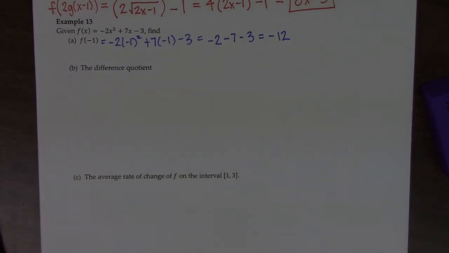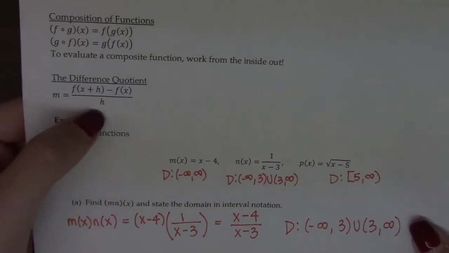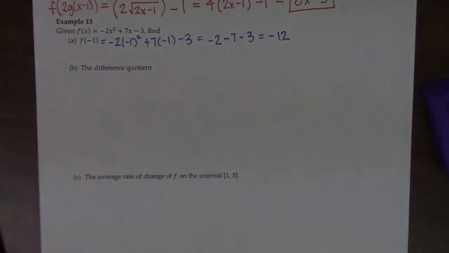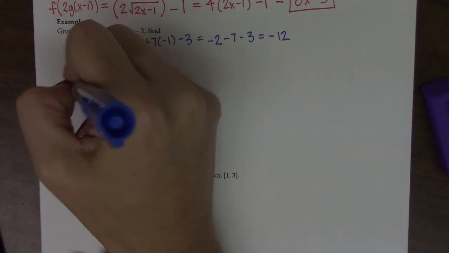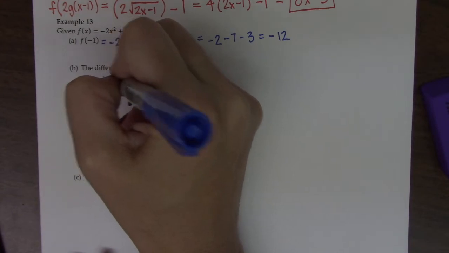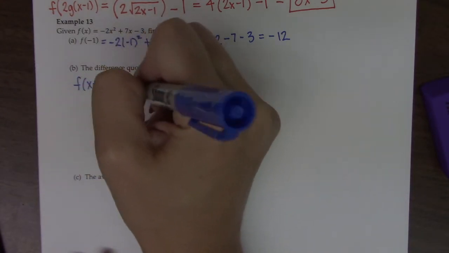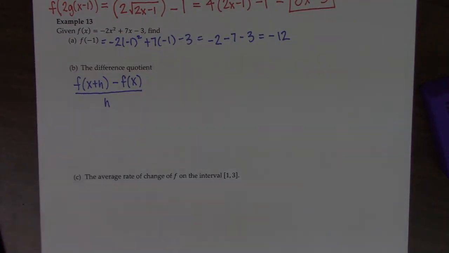Part B asks you to find the difference quotient. So the difference quotient is listed on the previous page for you. Okay, it's right here. This is a really famous formula. It comes from the rate of change formula. And it says, right, that we need to evaluate f of x plus h minus f of x all over h. So typically this question might also be followed with like simplify as much as possible.